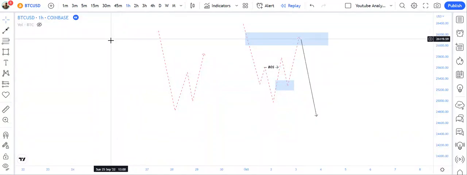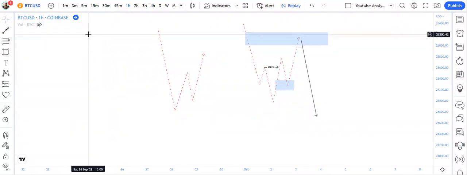So let's take a look at some examples, and also we're going to talk about discounted and premium pricing, because that is also key in our trading. It's really good to refine your zone and spot the best ones instead of just lower quality zones.